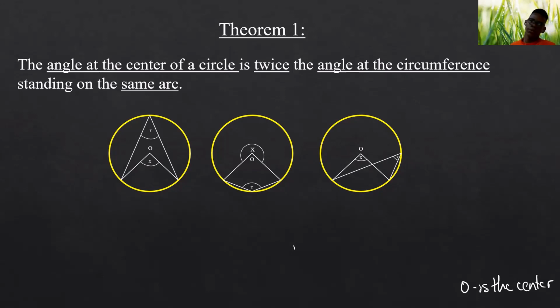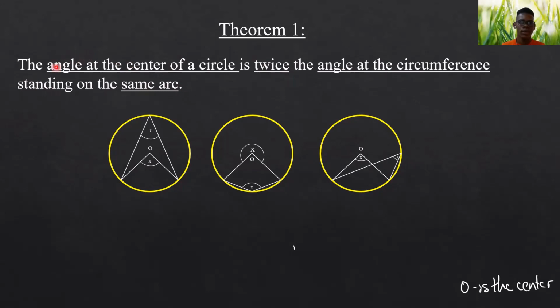Right? This first theorem, which we're calling theorem 1, says that the angle at the center of a circle is twice the angle at the circumference standing on the same arc. There are a few terminologies there that I reminded you of, and that is circumference and arc. Well, you know of the circle. But so an angle at the center of a circle is twice the angle at the circumference standing on the same arc.